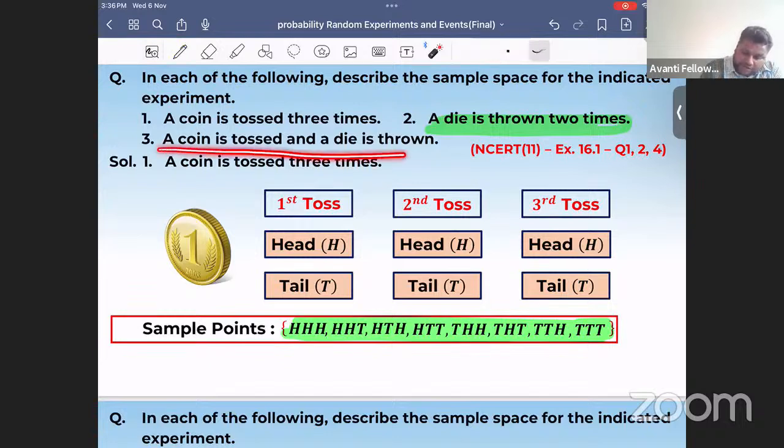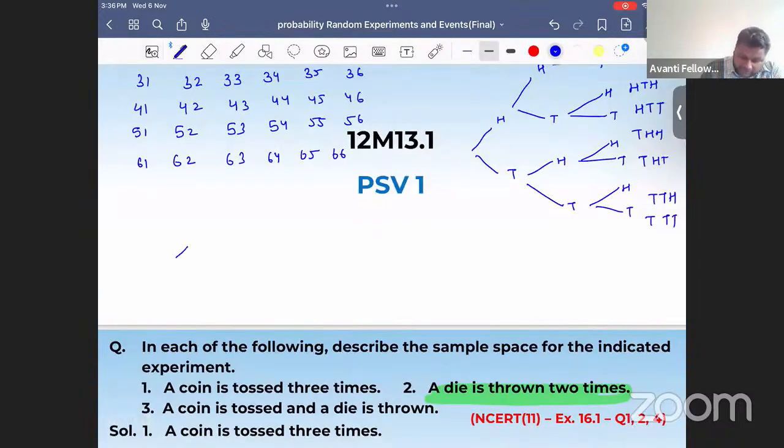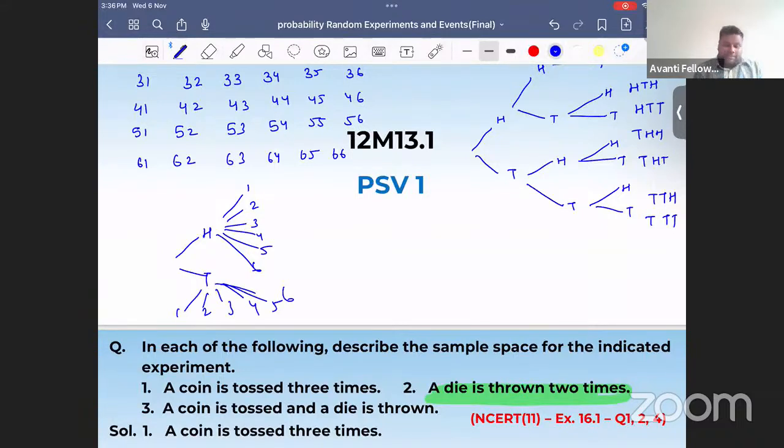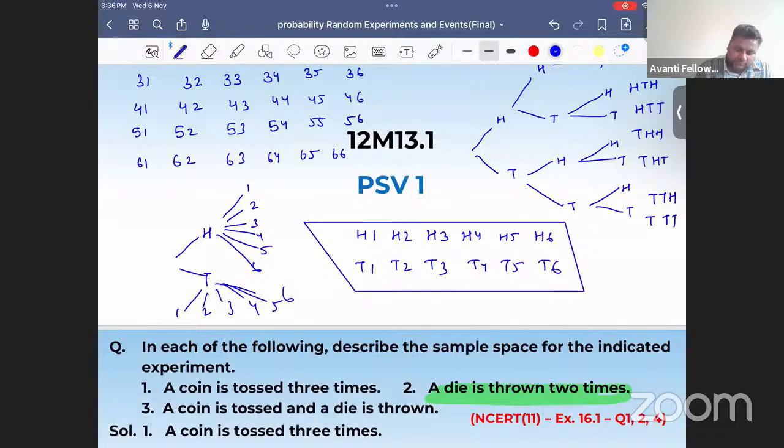Now, next is what? A coin is tossed and a dice is thrown. So if you toss a coin first, either you get head or you get tail. Then a dice is thrown. So after getting head, you may get 1, 2, 3, 4, 5, 6. Similarly, in tail, you may get 1, 2, 3, 4, 5, or 6. So what is the sample space? It is H1, H2, H3, H4, H5, H6, T1, T2, T3, T4, T5, and T6. Am I clear?